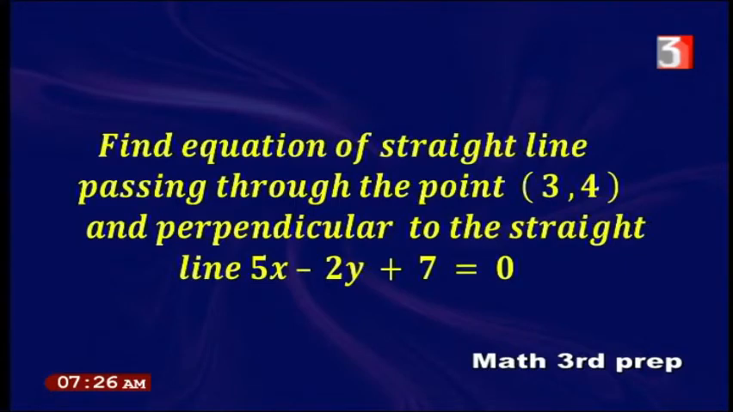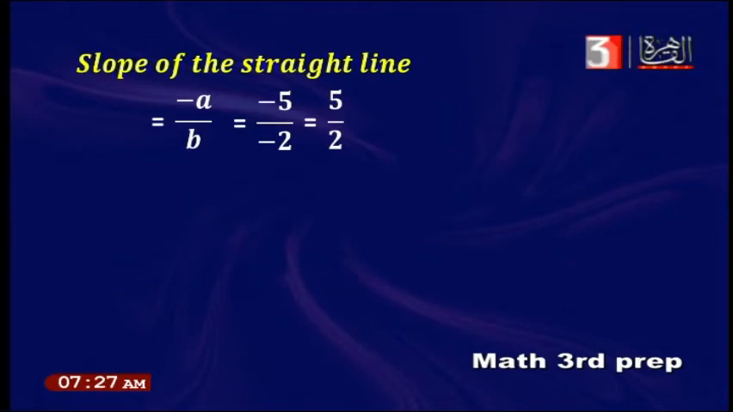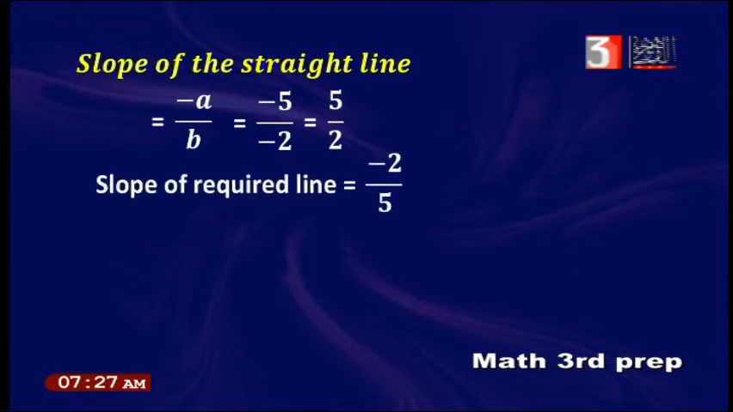Can we find the slope of this given line? Of course, yes. So the slope is going to be negative a over b, which is negative 5 over negative 2, which is equal to 5 over 2. This is the slope of the given straight line. I want the straight line perpendicular to it. So what about the slope of the straight line perpendicular to it? It is negative 2 over 5, as their product equals negative 1. So the slope of the required line is negative 2 over 5.